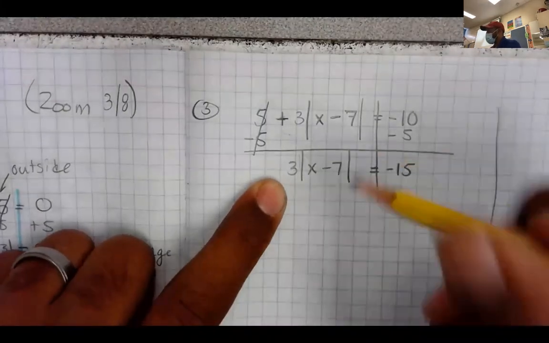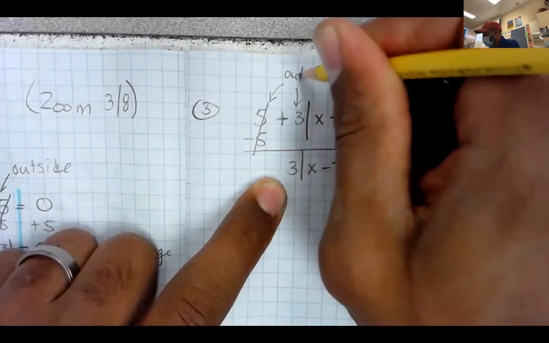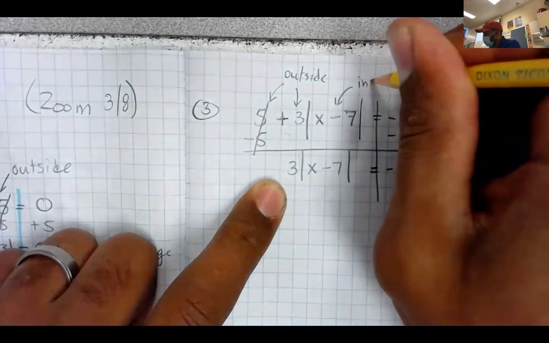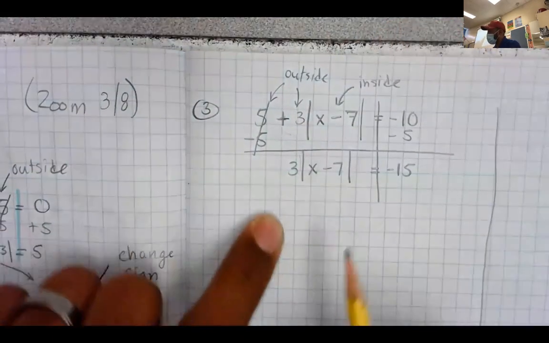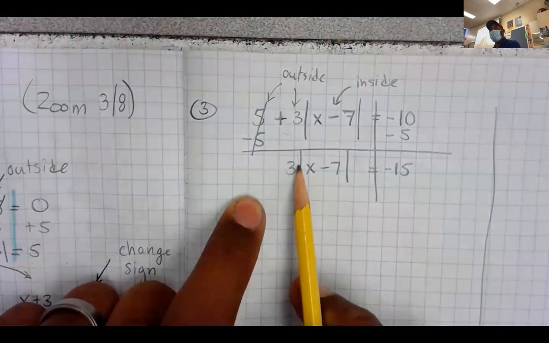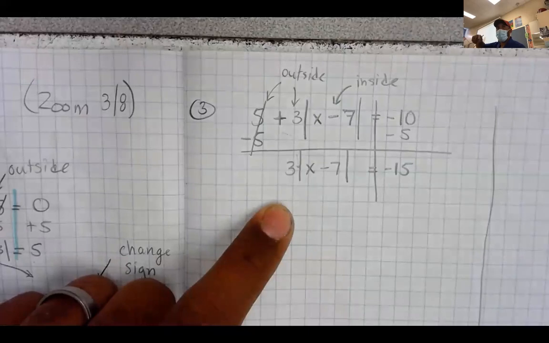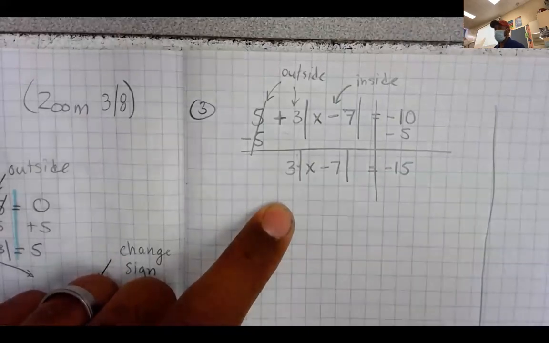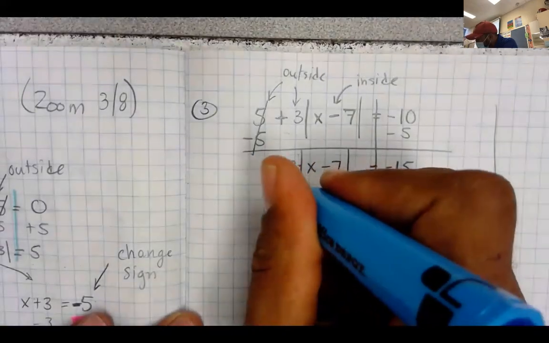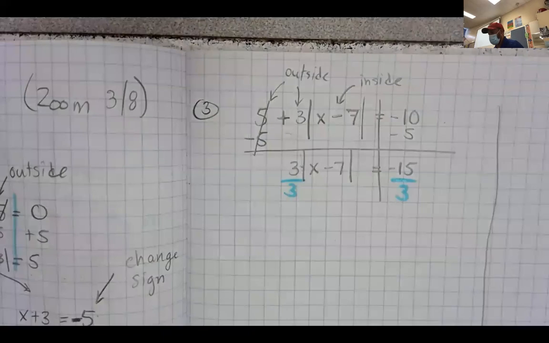And again, now, let me just point this out. These two numbers are outside. These terms are inside. And now here, since it's being multiplied, you want to do the opposite of the operation to get rid of it, which would be to divide. So here, I'm going to divide both sides by 3.